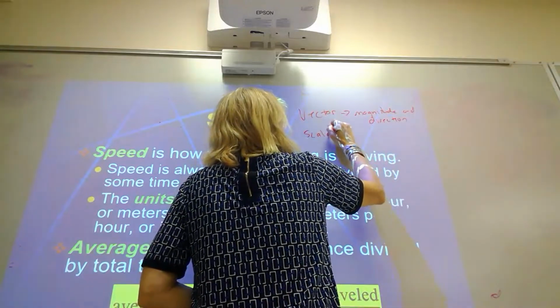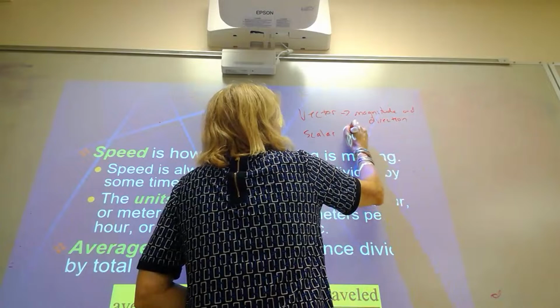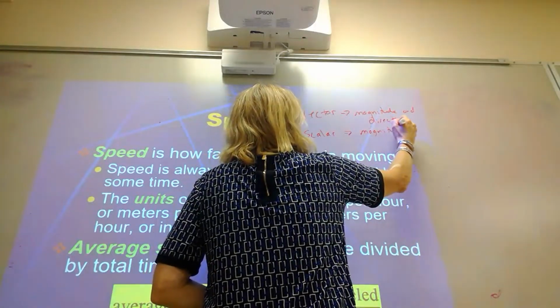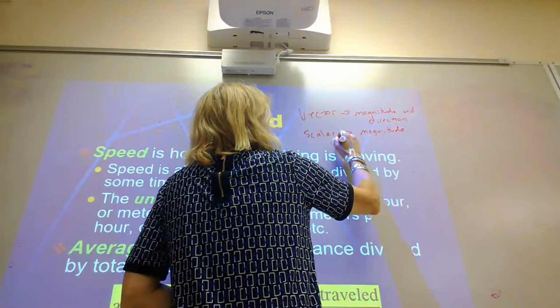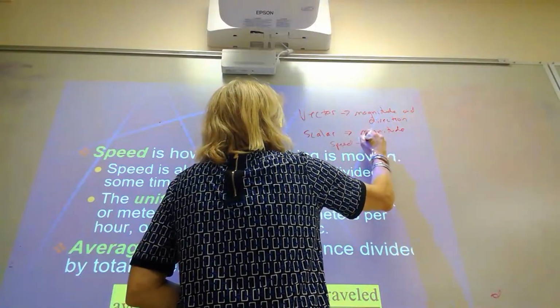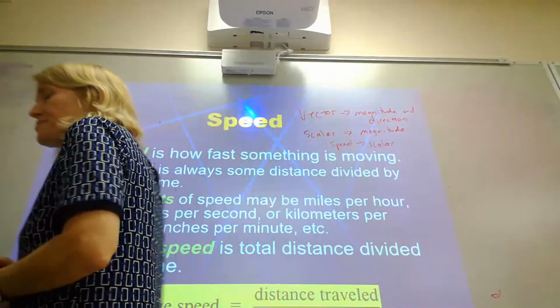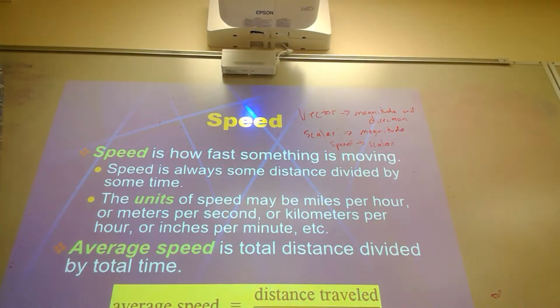Scalars have only magnitude. They have no direction. Speed is a scalar. So if you talk about your speed as 70 kilometers per hour, that does not imply any direction. It doesn't tell you anything about the direction the person is going.